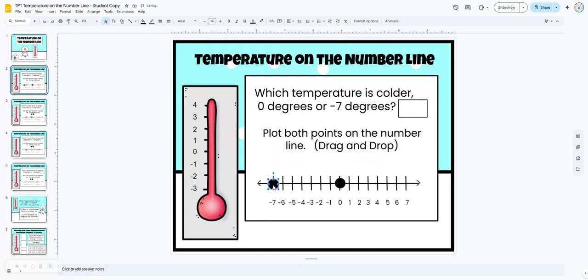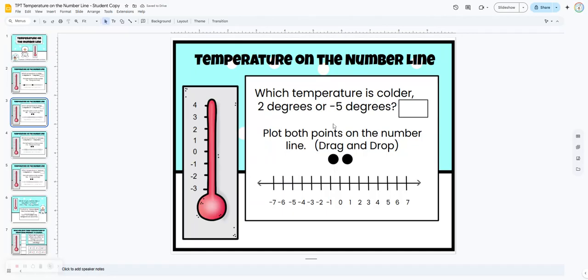Which one is colder? Well, if they look at this thermometer, they can see that as they go down the number line, it gets colder. So here, -7 would be farther down the number line, so it would be a colder temperature. So they're going to type in -7.